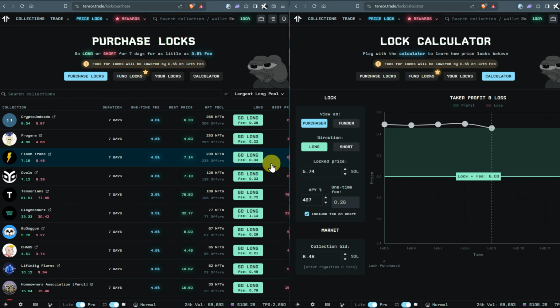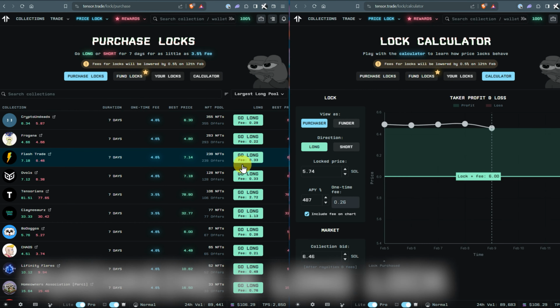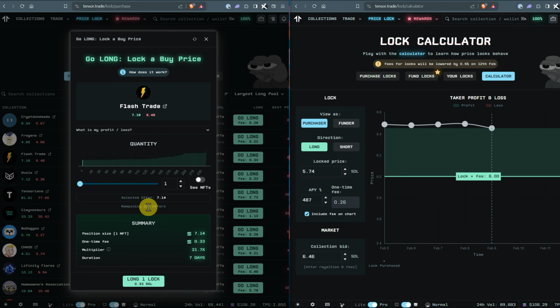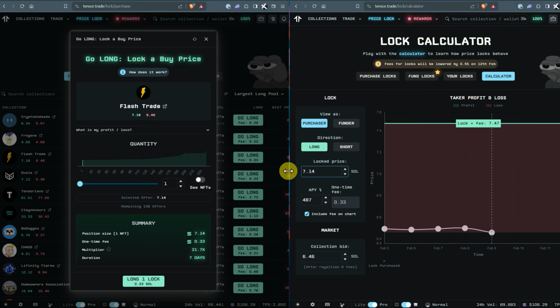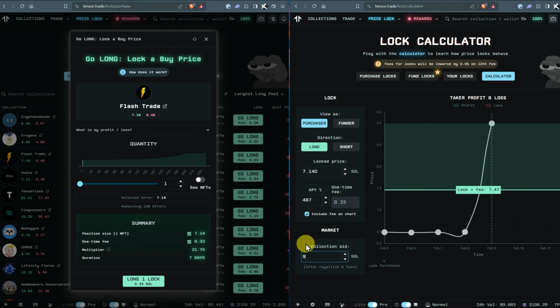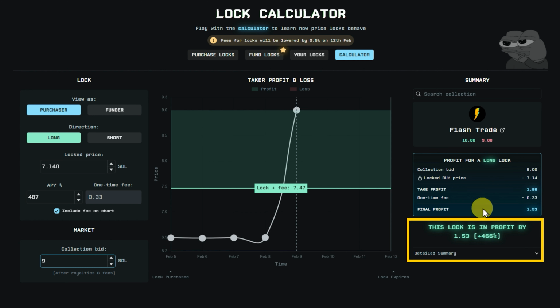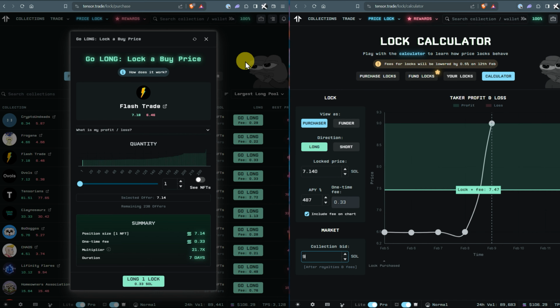Now let's go and purchase a lock for a long. Flash trade, go long. The cheapest one available is 7.14 SOL. Let's put it over here, 7.14 SOL. We know our one-time fee is 0.33 SOL, and we will lose it unless the price is higher than this. So let's remain bullish, and let's say it hits 9 SOL. At 9 SOL, our profit will be considerable. So we're going to long this.